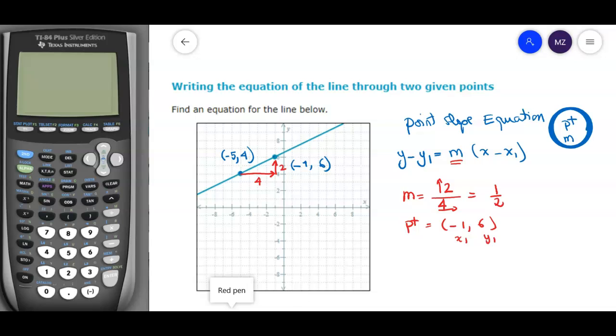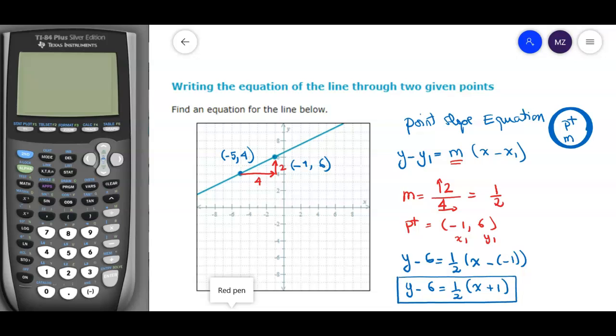Now going back to the equation, I'm going to plug everything in. So you're going to have y minus 6 equals 1/2 times x minus minus 1, and this turns into y minus 6 equals 1/2 times x plus 1. Actually, this is a valid equation. You're done if they are asking about an equation, any equation. This is a good equation.